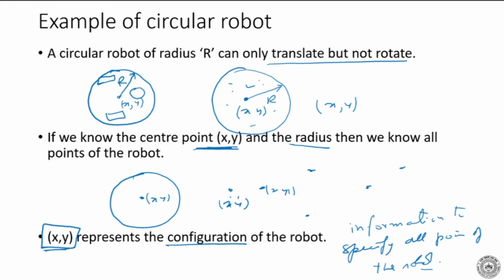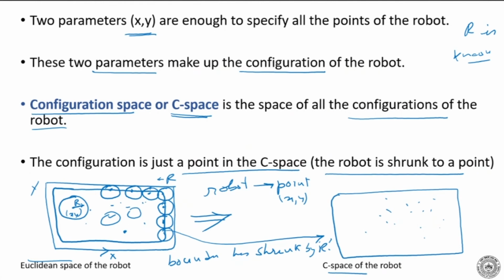In order to do that, what we see is that if you know where the center of the robot xy is and you know the radius, then you know where the other points of the robot are. Like if I give you xy here, x dash, y dash, the robot is there, then I immediately know where the other points are. The other points are all here. So xy is the information required to specify all the other points of the robot, and this xy is called the configuration of the robot. It is like saying the robot has shrunk to this point, which is xy now. Now, these two parameters make up the configuration space, which we call the C space.